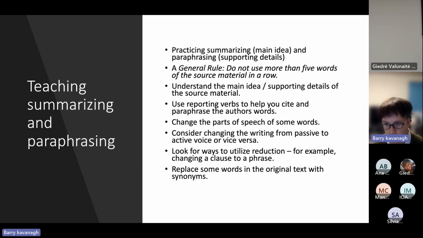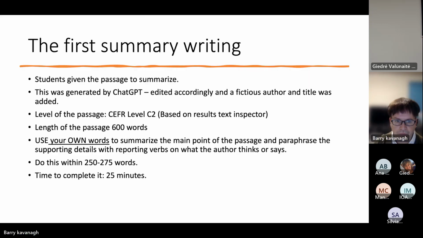how to use reporting verbs such as he suggested, they suggest, the company states, and changing the parts of speech of some words, changing passive to active voice when you paraphrase, look at ways to utilize reduction, changing a clause to a phrase, for example, and of course changing some words in the text with synonyms. So we practiced this quite a lot before doing this experiment.